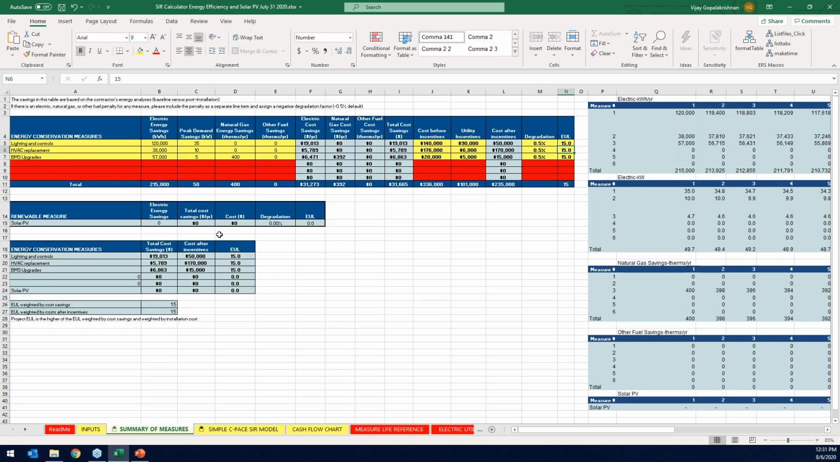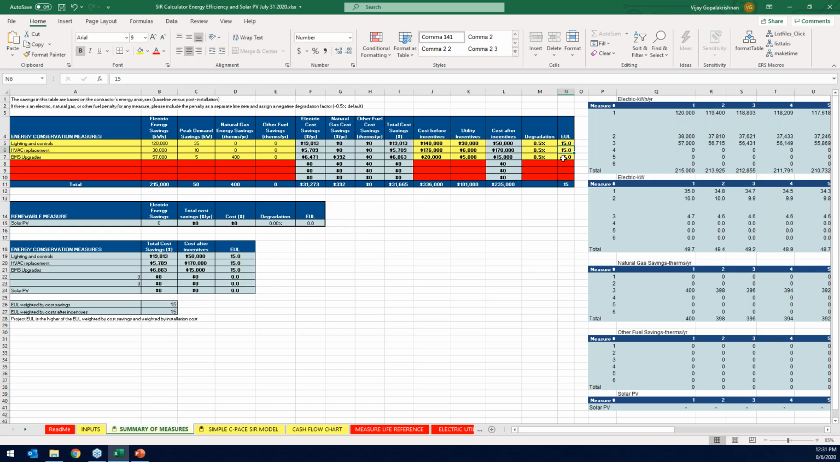There is no solar PV for this project, but moving down here, we need to calculate the EUL. How we calculate the EUL is twofold. In this project, they were all 15 years, but let's say we change this to 10 years. As you can see, the EUL weightage changes. This is calculated in terms of cost savings and in terms of installed cost after incentives, and we take the higher of the two weighted averages. So as I changed earlier, let's say it's 10 years for the lighting, which results in 12 years by cost savings and 14 by installed cost. We would take 14 years as the EUL for this project.